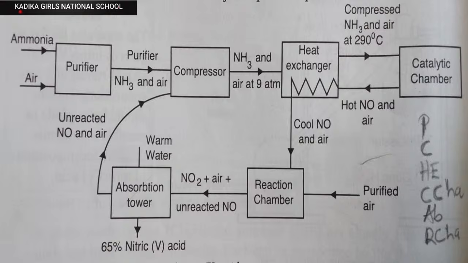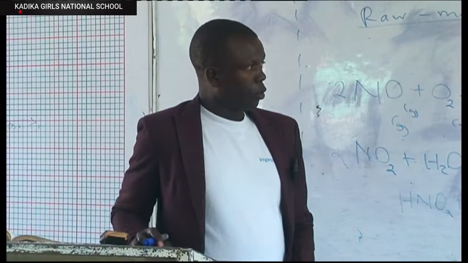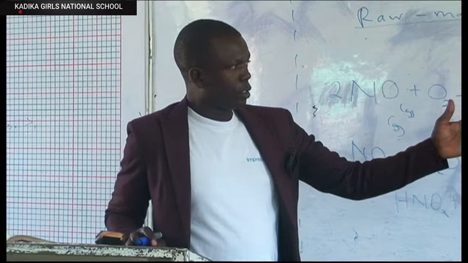And just like I said, ammonia, NH3, plus oxygen, O2, is purified, passed through a compressor, then a heat exchanger, then the catalytic chamber. In the catalytic chamber, ammonia gas reacts with oxygen gas in the presence of a catalyst known as platinum rhodium catalyst. It is the most preferred catalyst because it is cheap and not easily poisoned. It leads to the formation of nitrogen 2 oxide and water. The equation is balanced when you put 4, 5, 4, 6.